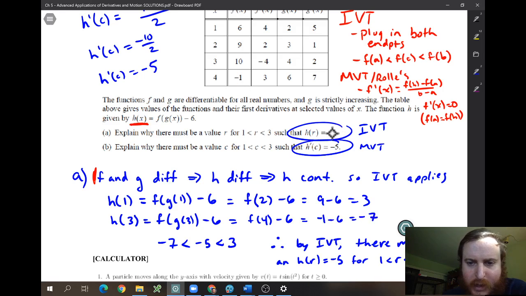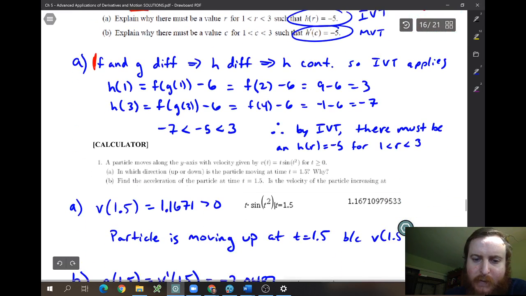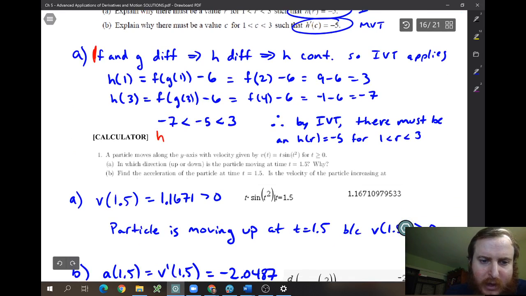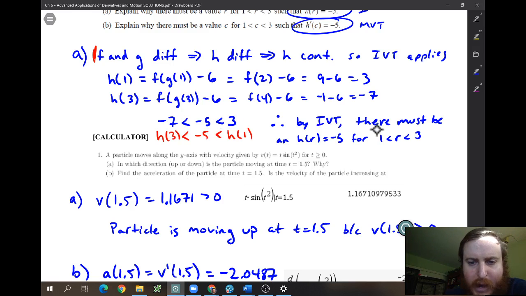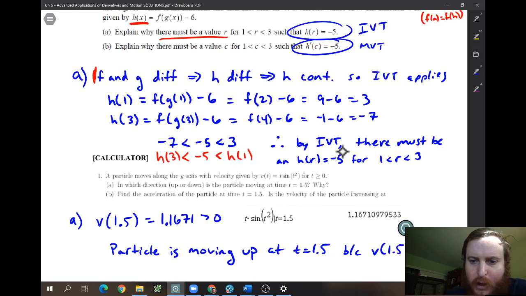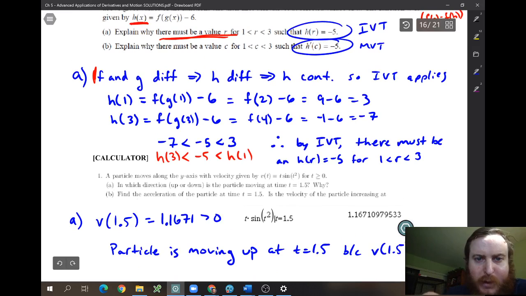So we wanted to know, must there be a negative 5? Well, negative 7 is less than negative 5, which is less than 3. You also may want to write this instead as h of 3 is less than negative 5, which is less than h of 1. We're showing that the negative 5 is in between our two endpoints. And so then we just say by IVT, and I usually just copy this, there must be a value r for 1 less than r less than 3, such that h of r equals negative 5. I switched the order, not a big deal, but you can literally just copy what they have.